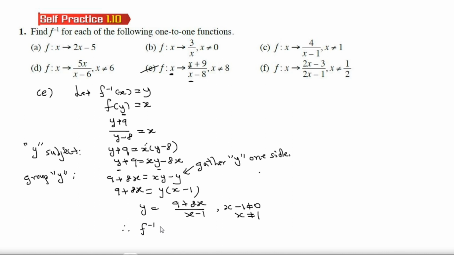Our f inverse x is equal to 9 plus 8x over, not 8, over x minus 1, with the condition x not equals to 1. So I hope you can follow the working that I show you.